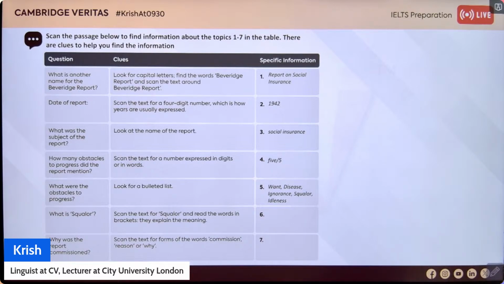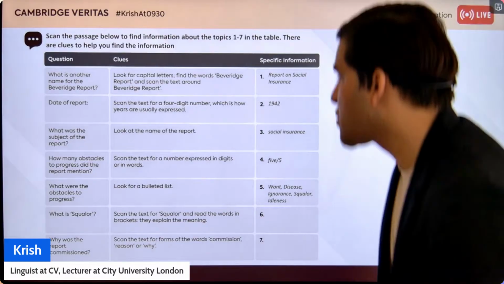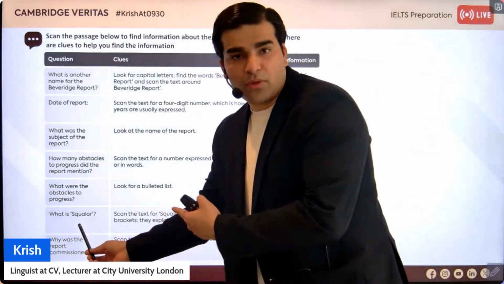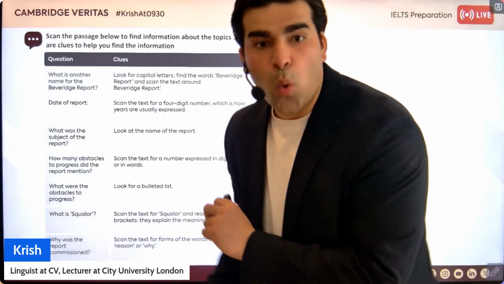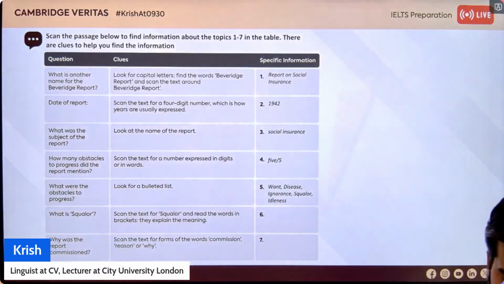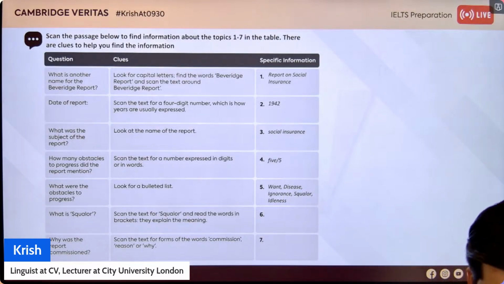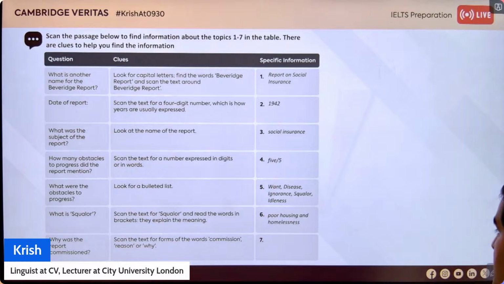Number six, what is squalor? How do we pronounce this word? It's called squalor. One more time, repeat after me. Squalor. Squalor. So the correct answer is very good. It's poor housing and homelessness.